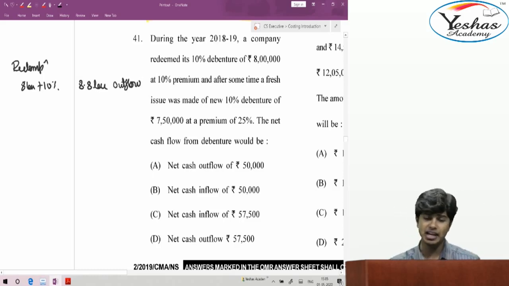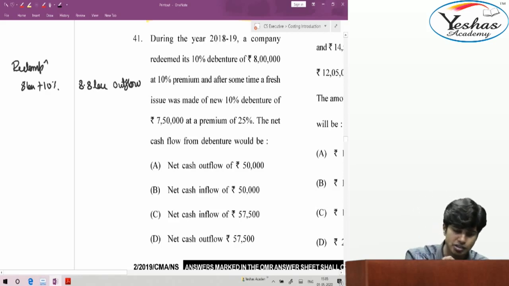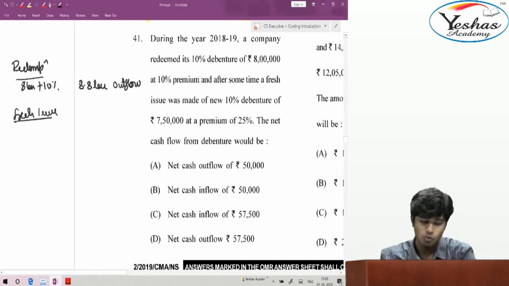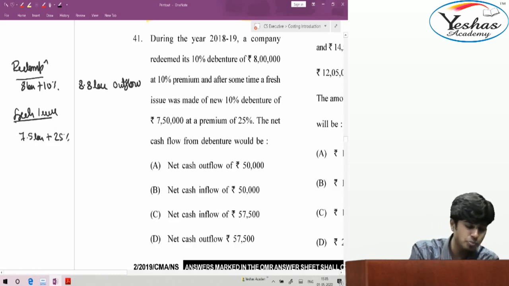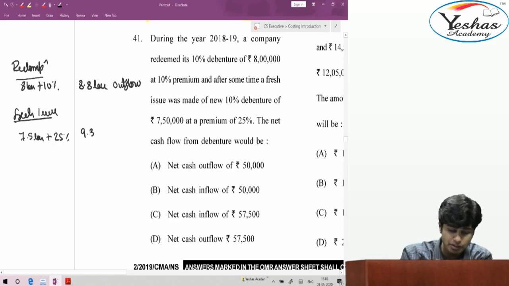And sometime a fresh issue was also made. Okay, this is redemption. Now tell me what is the fresh issue, or how much is the fresh issue? Fresh issue was made of new 10% debentures at 7,50,000, 7.5 lakh at a premium of 25%. So if we do 7.5 plus 25% premium, it comes to 9.375 lakh. And this is inflow.